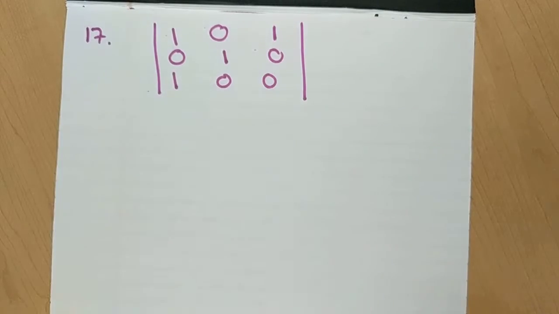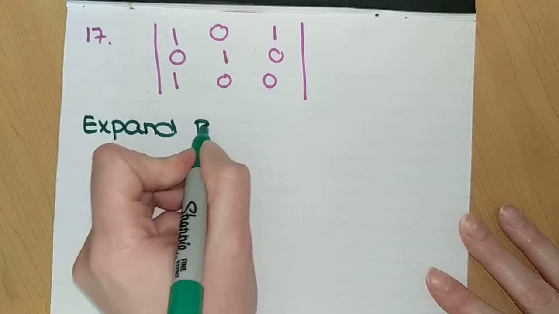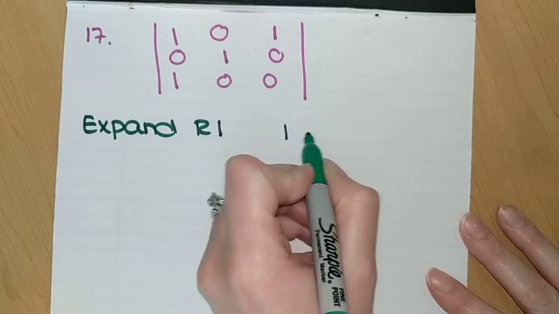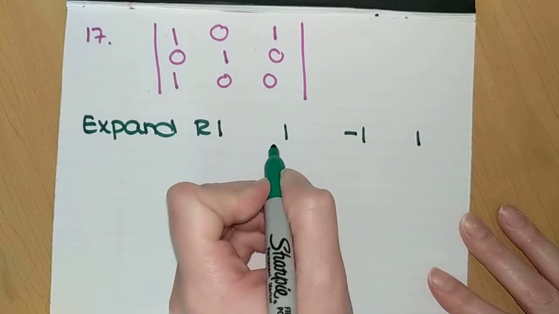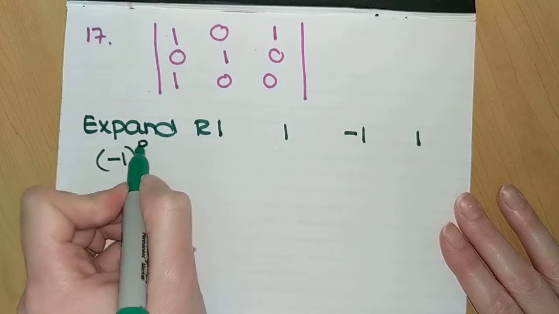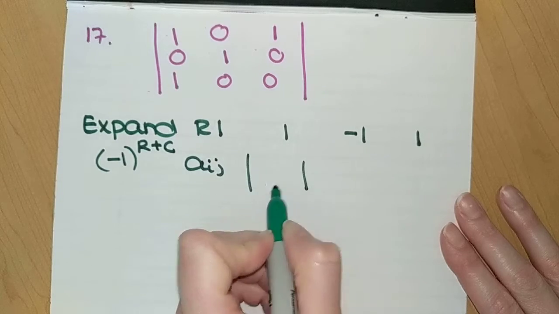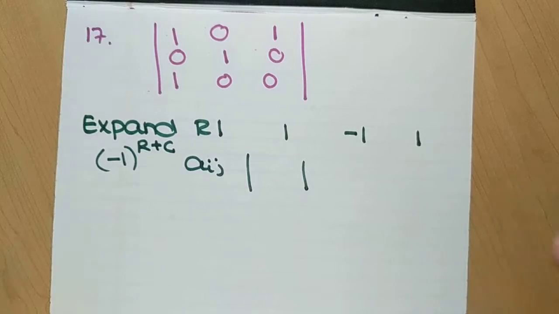So the first thing you're going to do is, if we expand along row 1, what will happen is it will go 1, -1, 1 in terms of the coefficients, but we will work through this using the -1 to the row plus column, the matrix entry, and then multiply that by the 2 by 2 determinant that results.